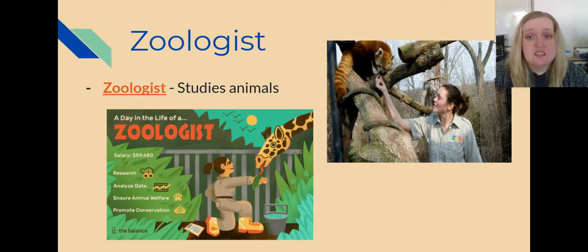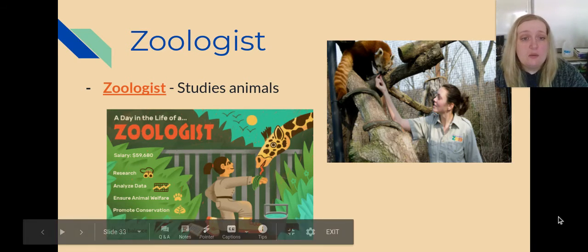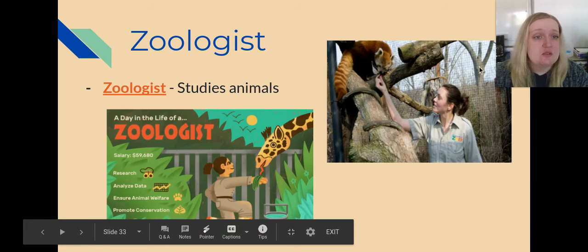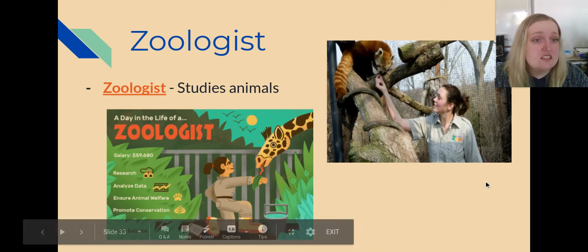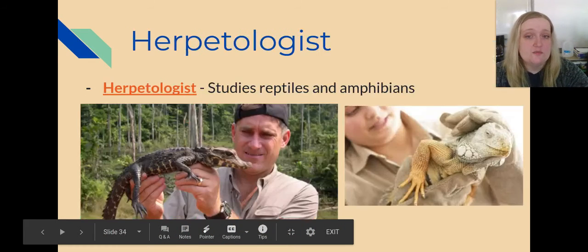Zoologist. A zoologist is a scientist that studies all different types of animals. There's actually specific types of scientists. So this will be a little tricky in the scientist review, but this is the one that I'm using to indicate a zoologist. And that's because on her chest, she actually has the word zoo on her shirt.